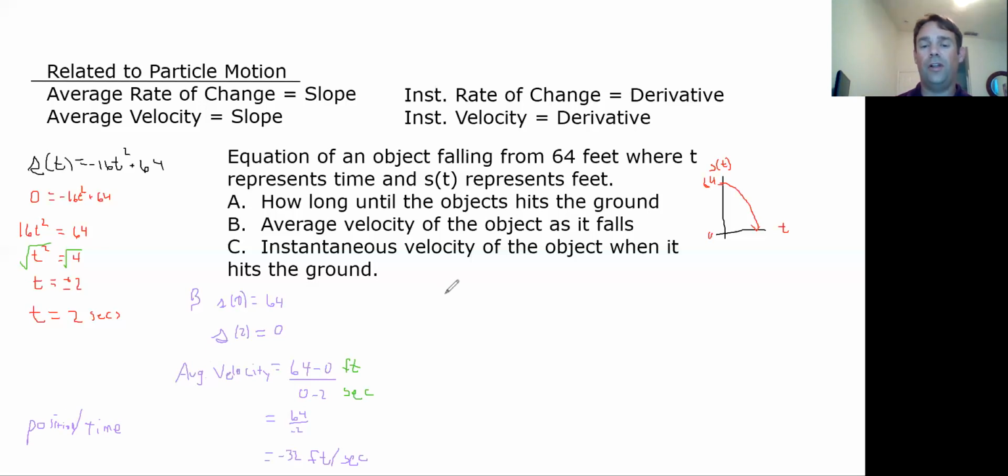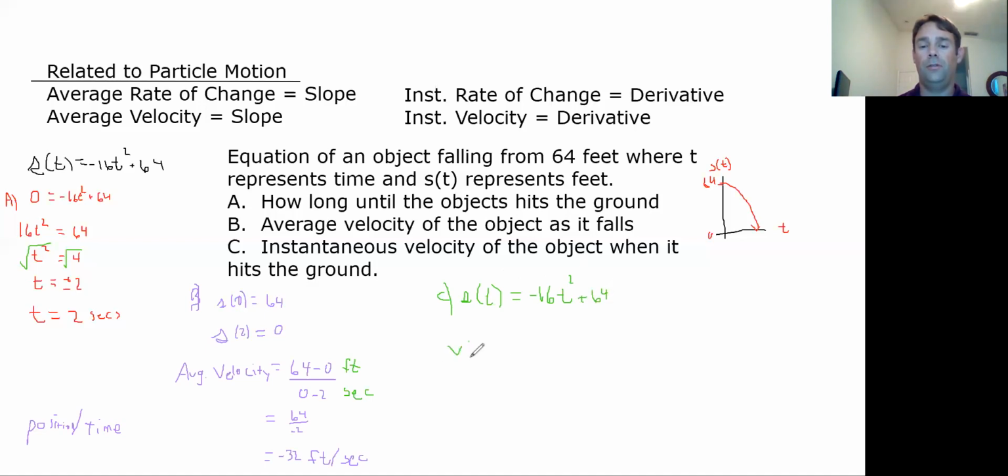All right, last part. Our instantaneous velocity. Well, we know it hits the ground at 2 seconds. So I'm going to evaluate the derivative for this when it's 2 seconds. Think about it for a second. Do you think that instantaneous velocity is going to be more or less than the average velocity? Is it going to have a larger negative number or a smaller negative number?